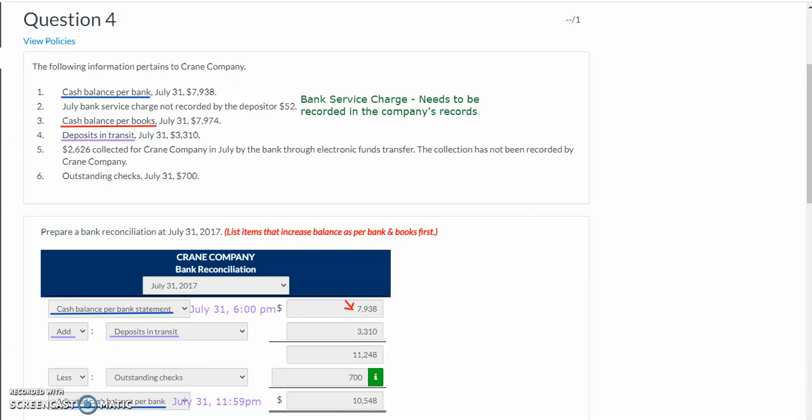This is also referred to as a wire transfer as well. And basically this money is collected, so that means that we need to add that money into our records. Because it's already been collected by the bank, it does not affect this first part of our reconciliation. It only affects our records. So we're going to make a quick note that this amount that was collected by the bank has not been recorded, so we need to record the electronic funds transfer. And we're going to save this for the next part of our reconciliation.